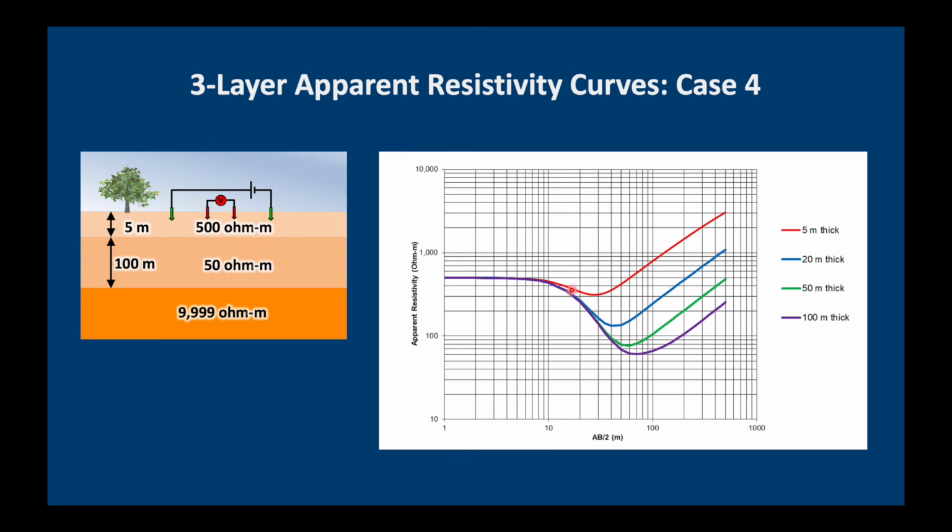Notice how our bottom layer resistivity, this infinitely high resistivity straight line, is getting pushed to the right. At the same time, our weathered zone here, our second layer, is gradually pulling downwards. But notice that it's 50 ohm meters, but we never actually reach an apparent resistivity of 50 ohm meters.